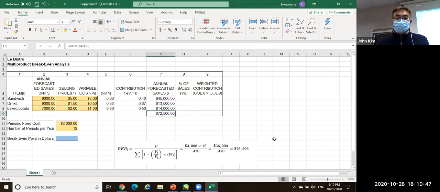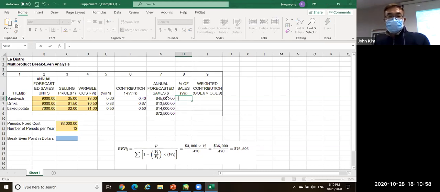Okay, then percentage of sales equals each sale divided by total sales. We will use this cell again and again for other cells, so make it an absolute reference by pressing F4, the function key.